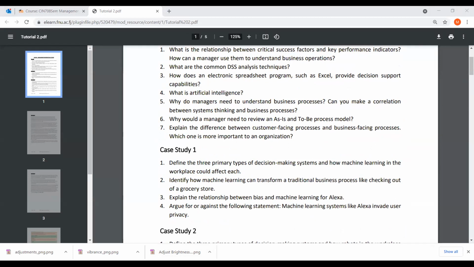Like mentioned earlier, there are three primary types of decision-making systems: structured, semi-structured, and unstructured. We'll have a look at it. With this answer, you should know that with the three primary types of decision-making systems, you have three primary categories of decision makers as well. Can somebody give me a hint? What are the three primary categories of decision makers in an organization?